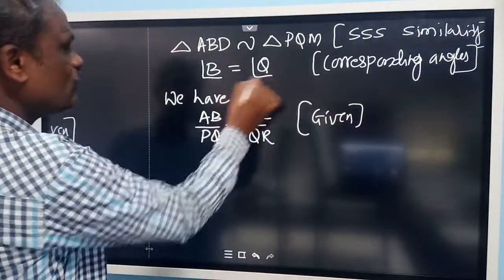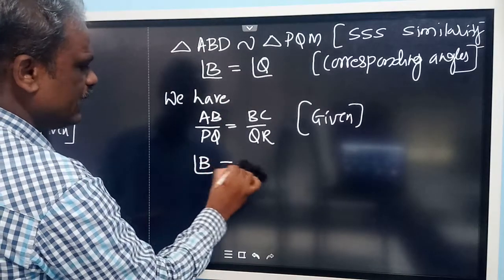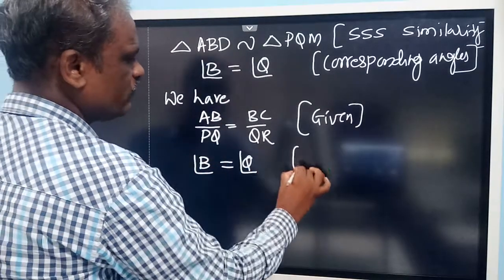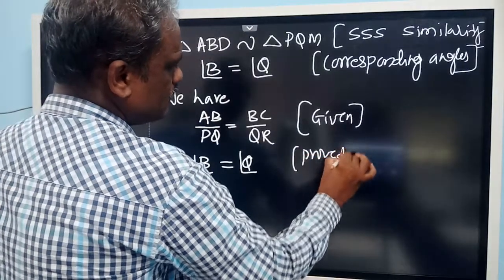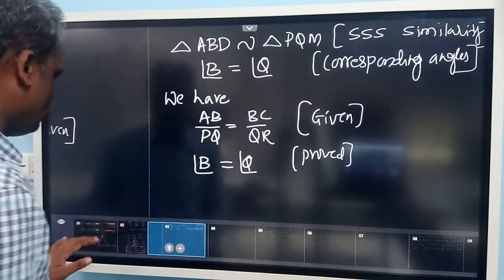So now we have proved that angle P is equal to angle Q. Okay. Now look at the diagram.